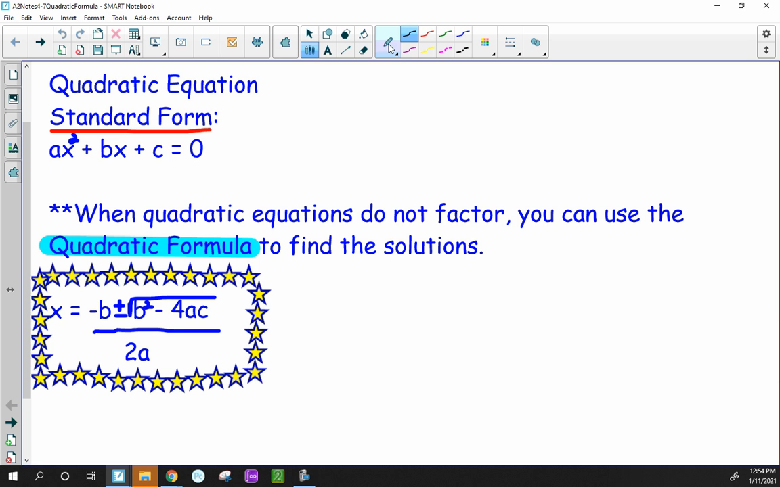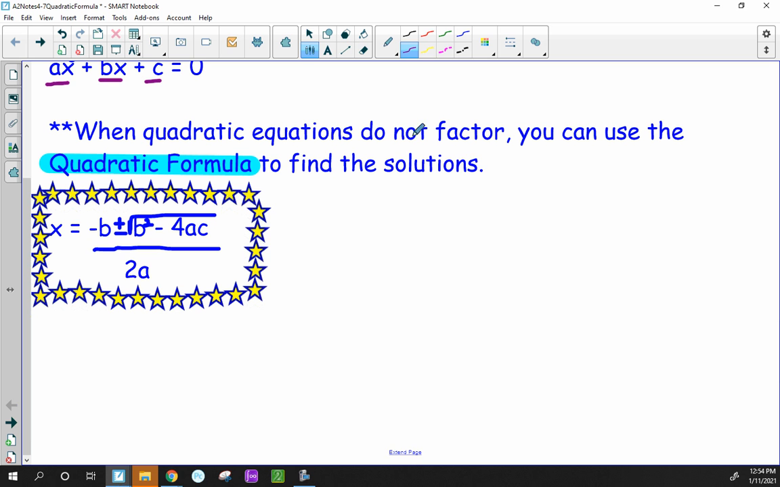Remember from the past that the first term that has x squared is the quadratic term. The x to the first term is called linear, and if there's a constant number, it will be in this position in the equation.